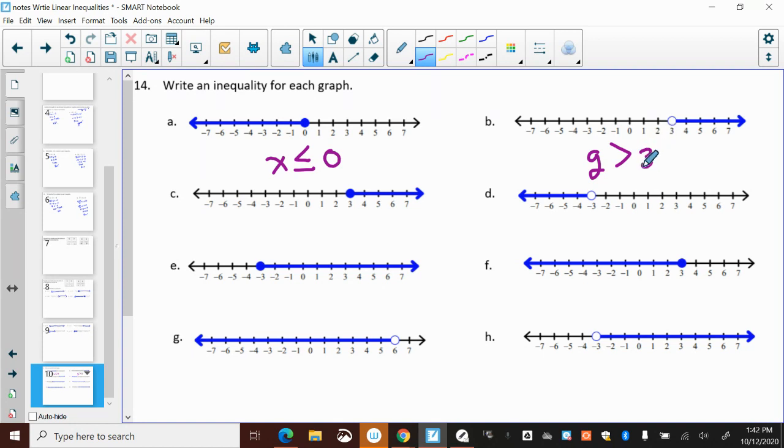So G is greater than 3. Let's use R. To the right is greater than, closed circle means or equal to, and we're at the number 3. K, I'm just switching up the variables. To the left means less than. Open circle means it's just less than. This is no or equal to, and we're at negative 3. To the right, let's go back to X. To the right means greater than. Closed circle means or equal, and we're at negative 3.